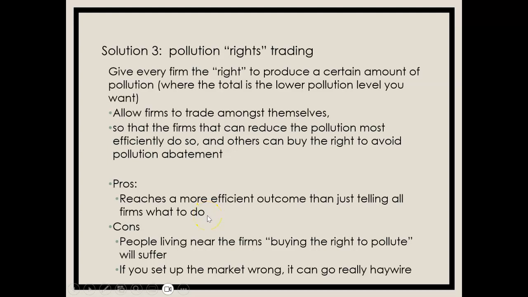A third solution is something called pollution trading rights. This is a completely different approach where each firm is given the right to produce a certain level of pollution, with a total level of pollution based on the total level you want. And firms then are allowed to trade amongst themselves so that firms that can reduce pollution most efficiently do so. And others for whom it would be more expensive can buy the right to avoid pollution abatement.